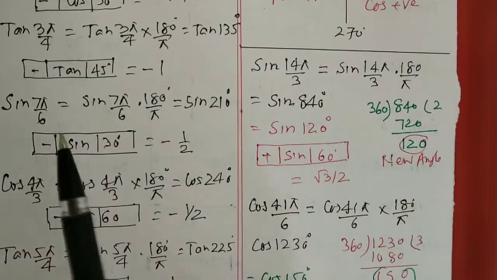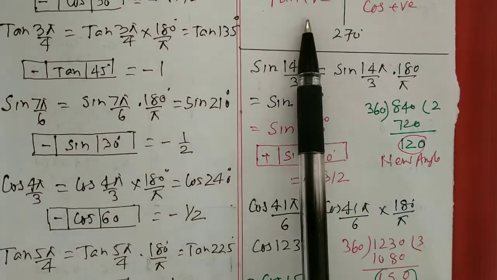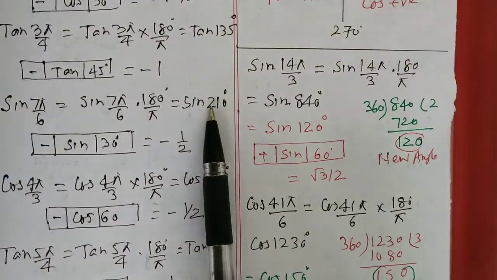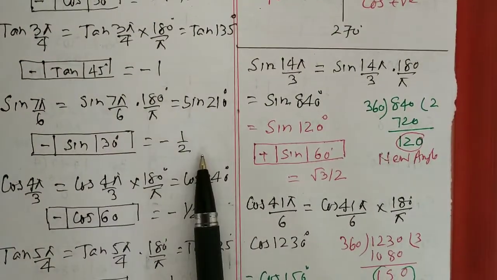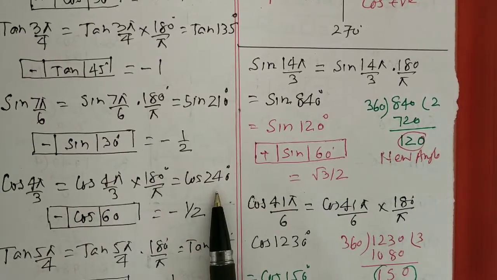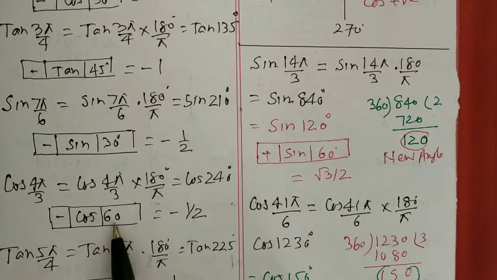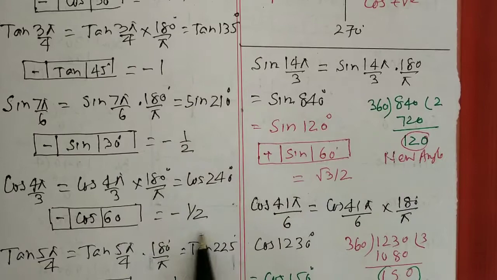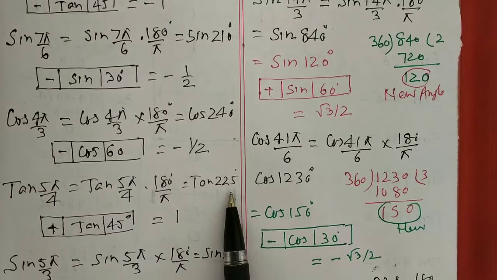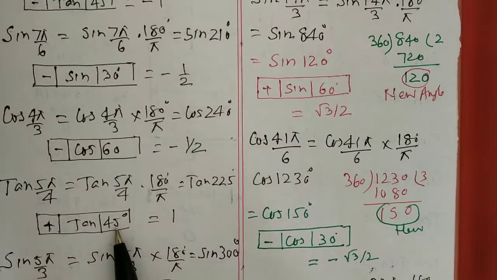Next, sine 7 pi by 6, it is converted to degrees. 210 lies in the third quadrant, where sine is negative. Sine is as usual. 210 is deviated from 180, becomes 30, so minus 1 by 2. Cos 4 pi by 3 converted to degrees is 240. Now cos is in the third quadrant, cos is negative, so minus cos. 240 deviated from 180 becomes 60, so minus half. Tan 5 pi by 4. Again, this is 225 which lies in the third quadrant where tan is positive. Tan remains tan. 225 deviated becomes 45, so this is 1.